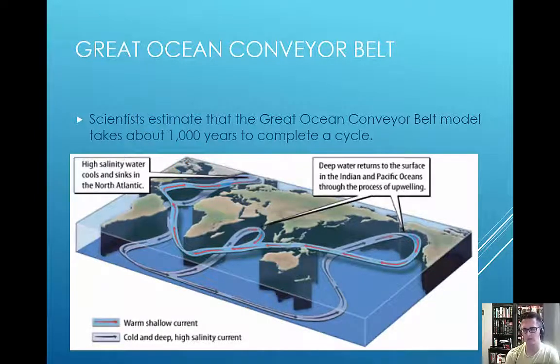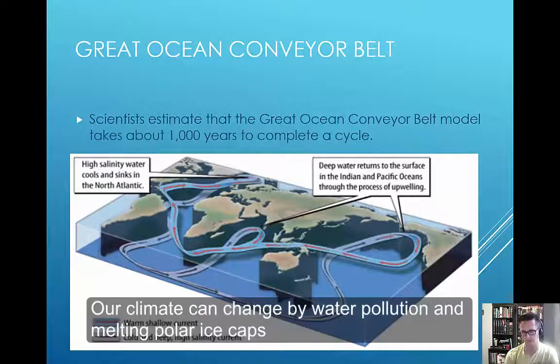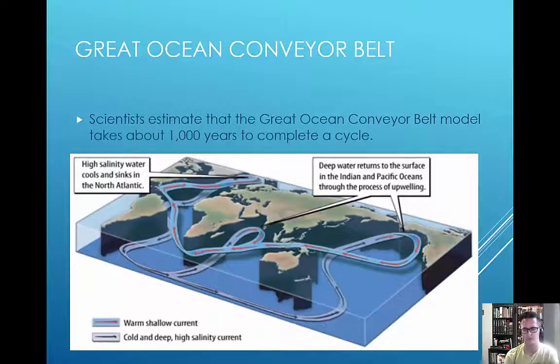So if we affect how much salt is in the water, or pollution, or the melting polar ice caps, within 1,000 years it can affect other people. So our climate can be changed by these ocean currents, and so it's super important to keep them clean. It is super important to avoid pollution.